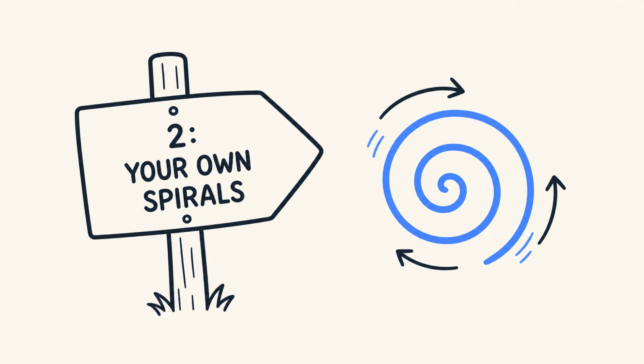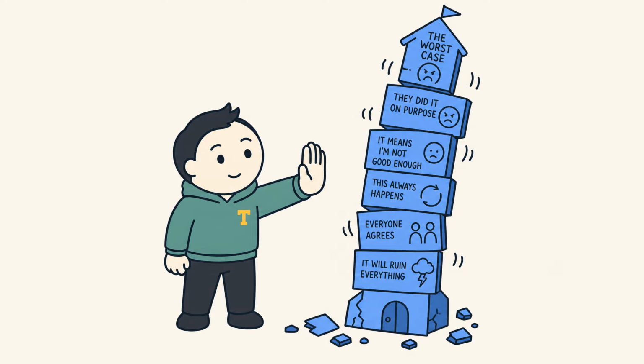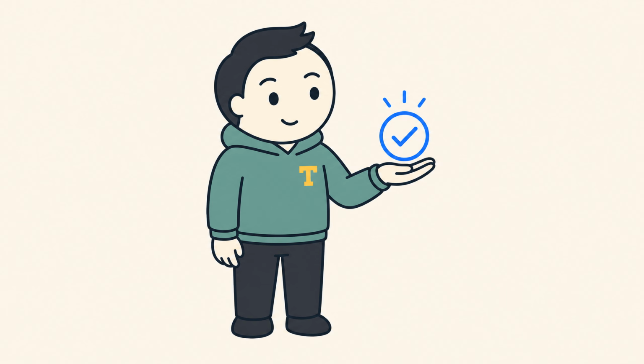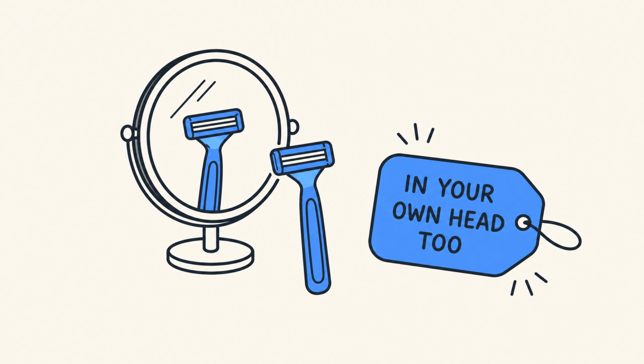Scenario 2. Your own spirals. When you catch yourself building a tall, scary story about why something happened, pause and ask, what's the least complicated explanation here? And then hold it lightly and check it, rather than living inside the worst-case version. Start simple, then test in your own head too.